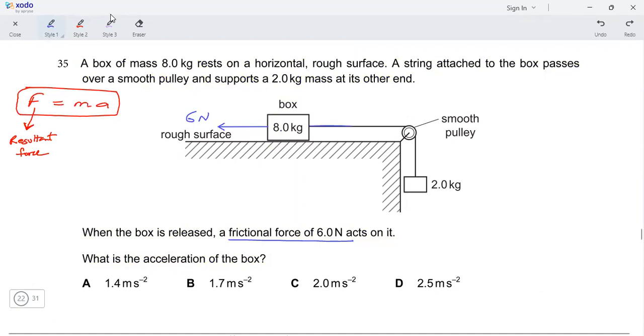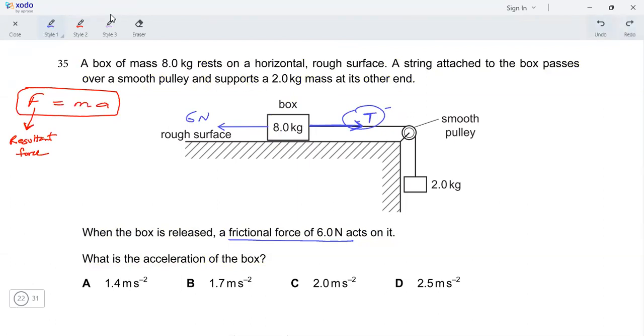We also have a forward force, which is actually the tension along the string. Whenever you see a string, there must be a tension force acting along the string, and the direction of tension force is always directed away from the object, away from the box. Okay, now we need to find the tension. How to find the tension force?